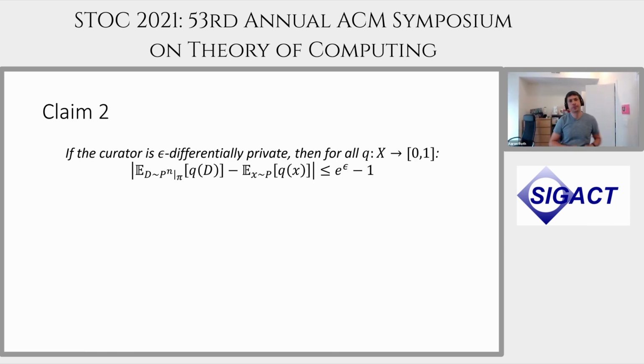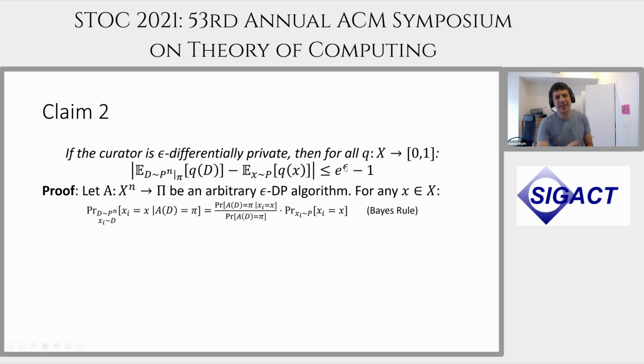Okay, second, if the curator was epsilon differentially private, then for any query at all, if I look at the expected value of this query on the original distribution, the thing that I really care about, the real answer to the query, and I compare that to the expected value of the query on the conditional data distribution, those things also have to be close within an e to the epsilon minus 1 factor. And this is almost immediate from differential privacy. It's like 2 lines. I'll just prove it to you right now.